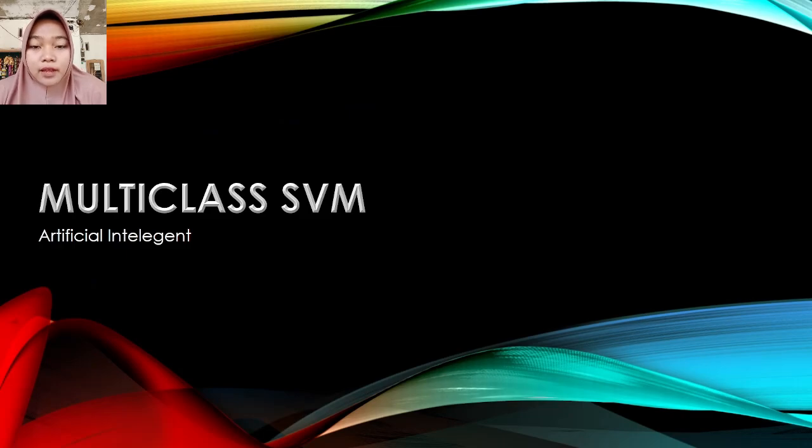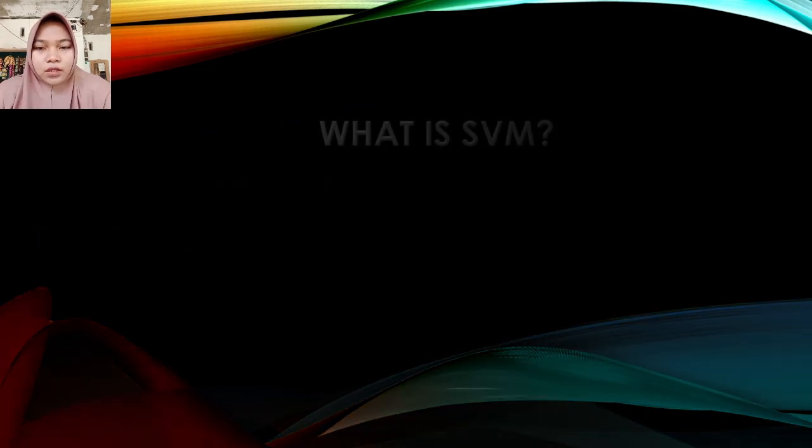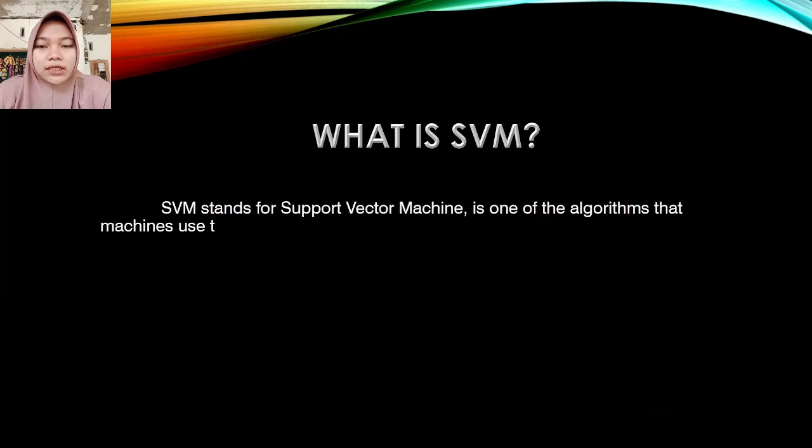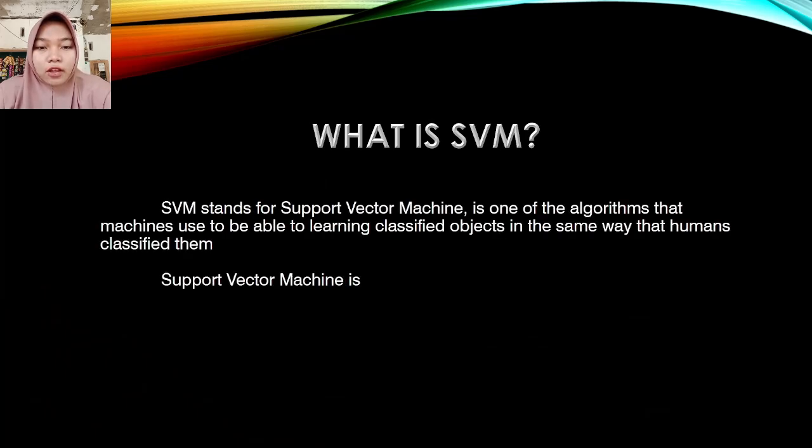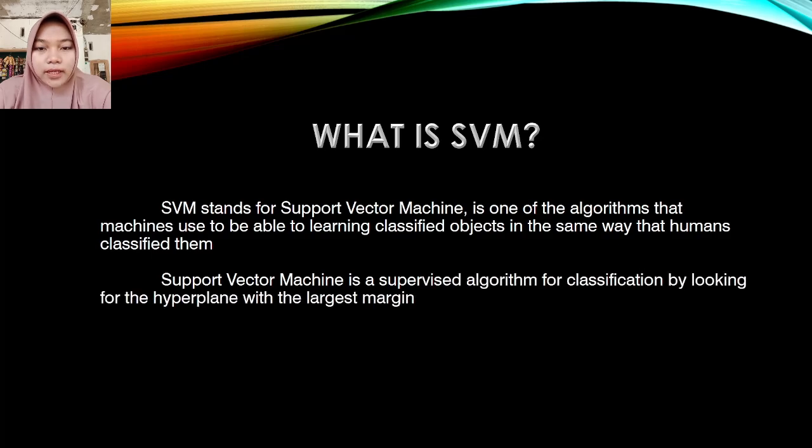Multi-class SVM. What is SVM? SVM, which stands for support vector machine, is one of the machine learning algorithms used to classify objects in the same way that humans classify them. Support vector machine is a supervised algorithm for classification by looking for the hyperplane with the largest margin.